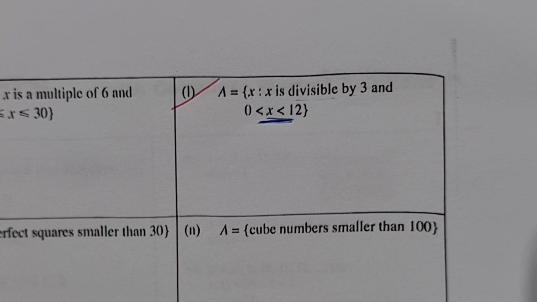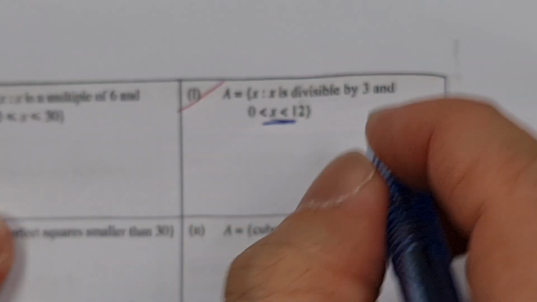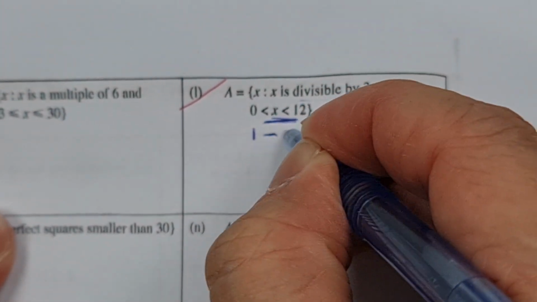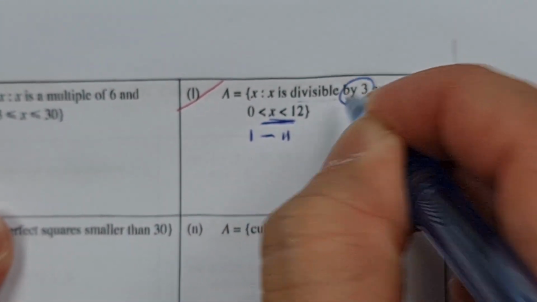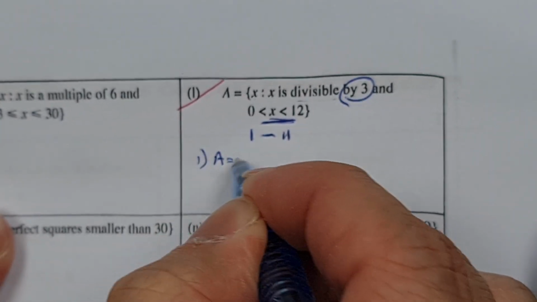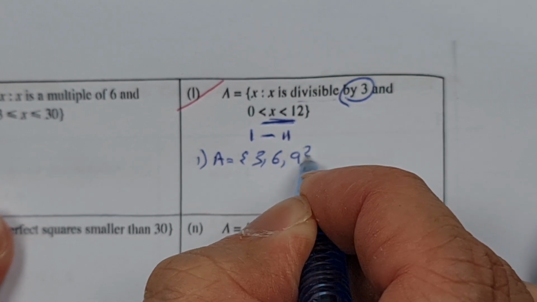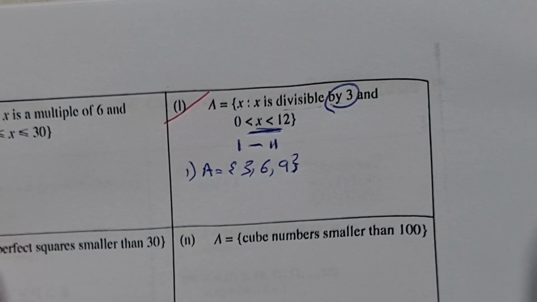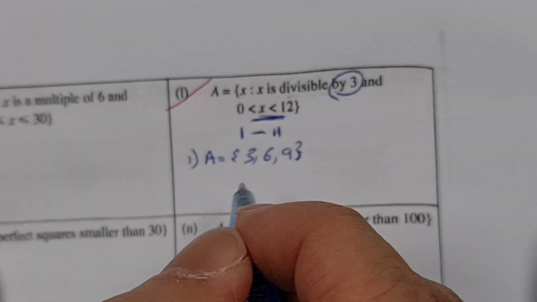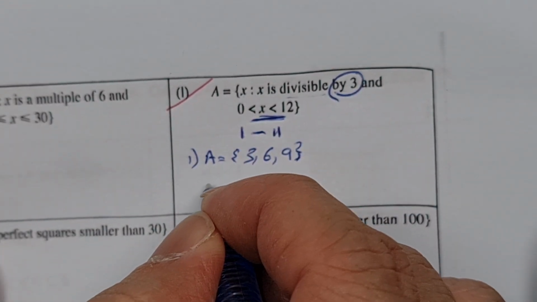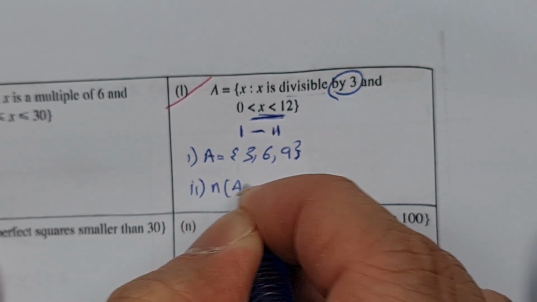Attention for a while, please. Just look up. There's no equal sign, so please do not include the number 0 and don't include the number 12. So it's from 1 to 11. Basically they are trying to say that from 1 to 11, which number is divisible by 3? So basically, A is 3, 6, 9, and no more. That's all, because these are the only numbers within 1 to 11 that are divisible by 3. So part 2, quite straightforward, and the number of elements in A will be equals to 3.